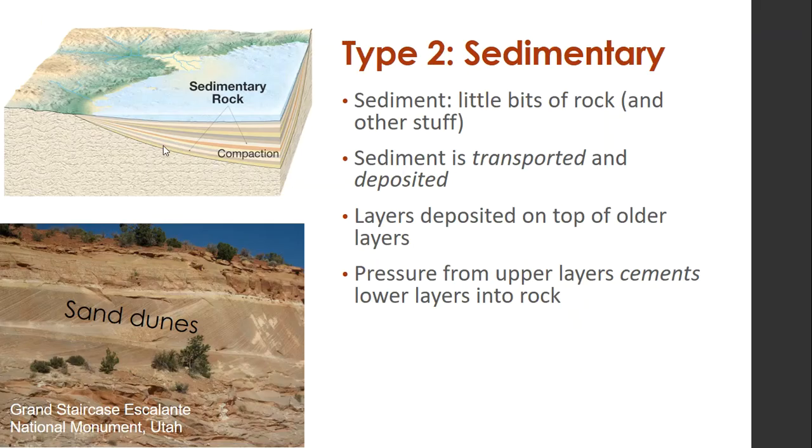And so here is another picture from a vacation. These are former sand dunes. Then more sediment piled up on top of it, and it got compacted. So very often when you look at sedimentary rock, you can see very distinct layers.